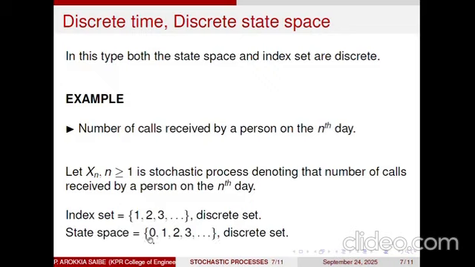Now let us have a doubt: why does the 0 come? This 0 is nothing but that the person might receive 0 calls on the nth day, on any day. So for that case 0 is considered in the state space. I hope now you got the point.